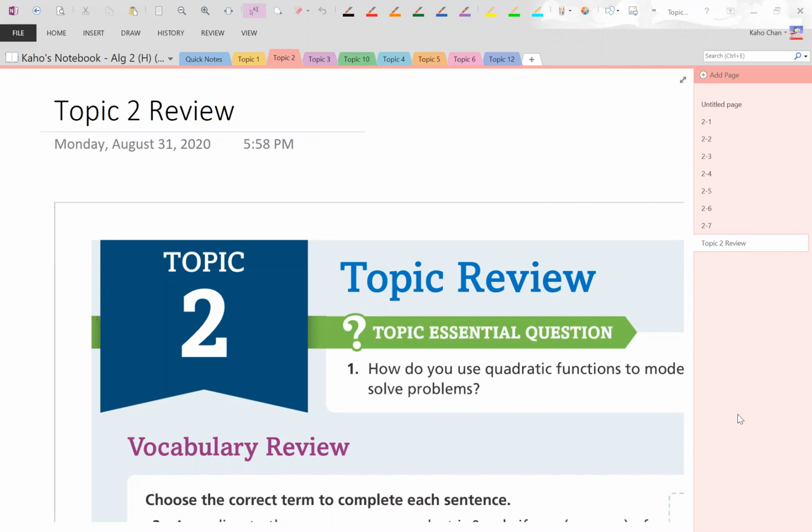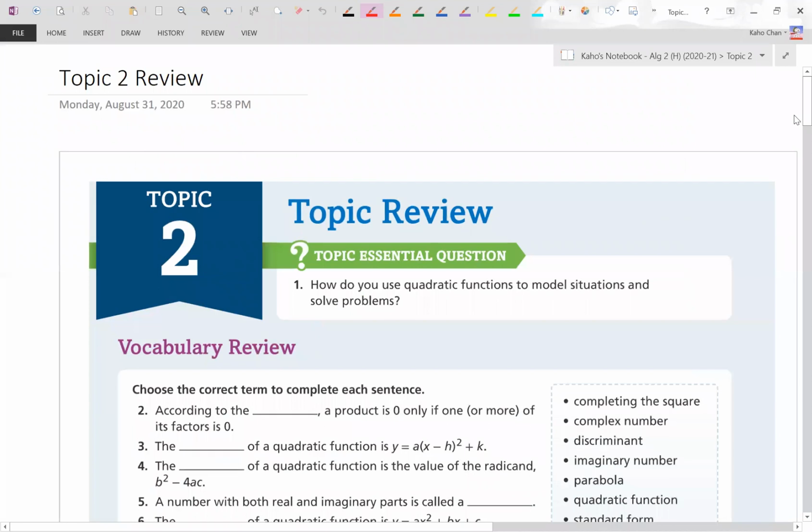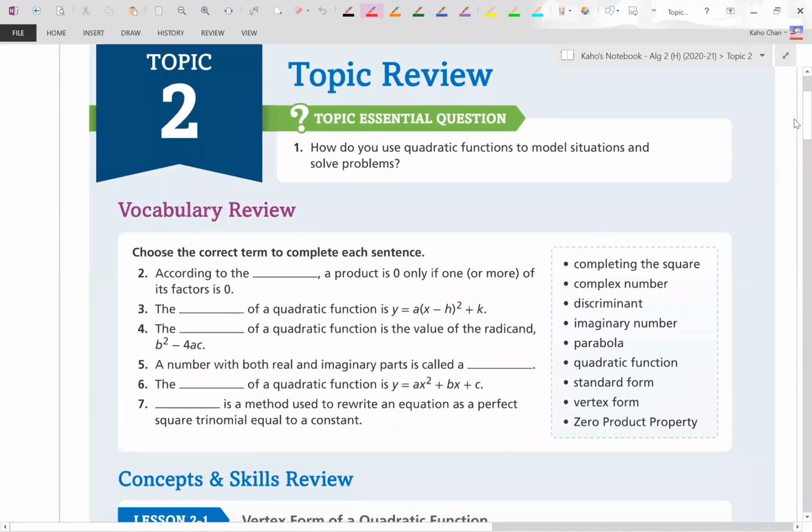Grab your review packet, page 124 onward. These were the worksheets I gave you at the beginning of the year. And let's get started. We have some vocabulary to begin with, and let's go ahead and read along as I read out loud.